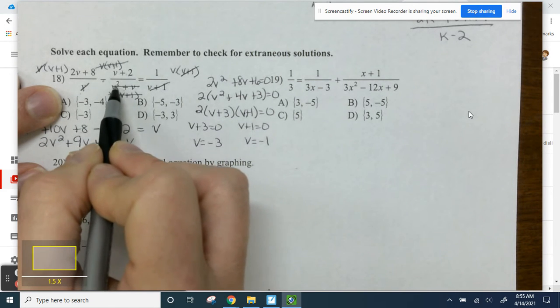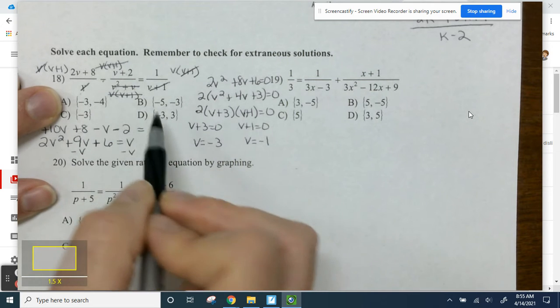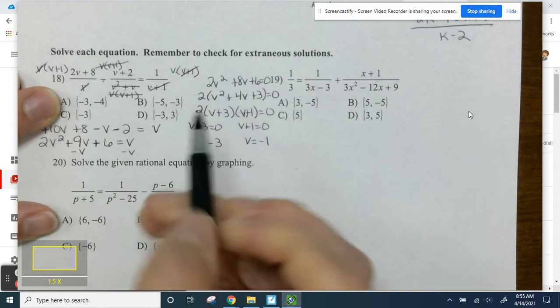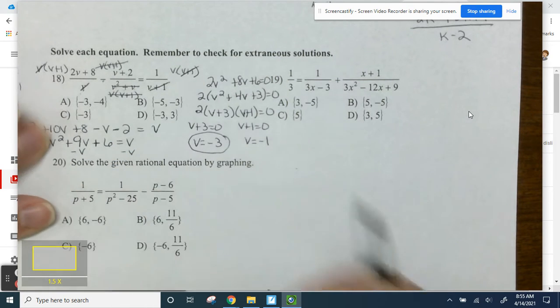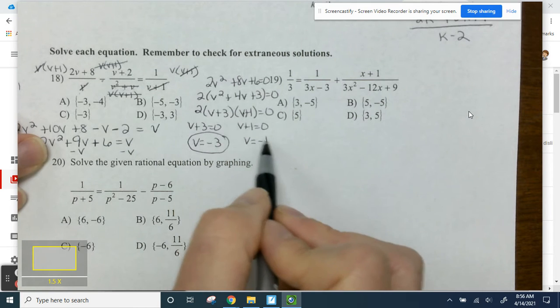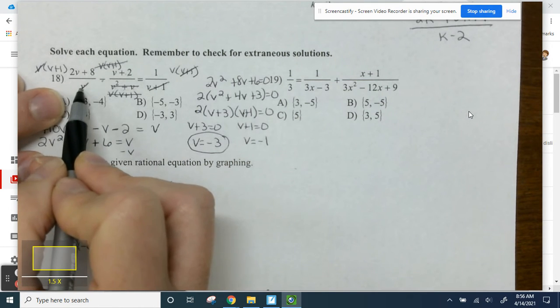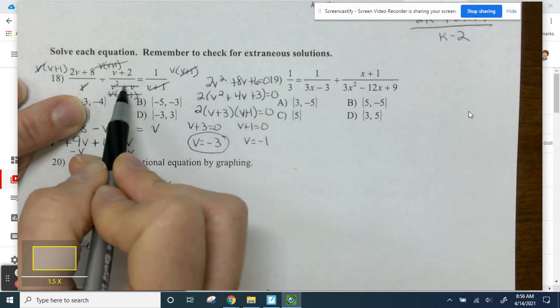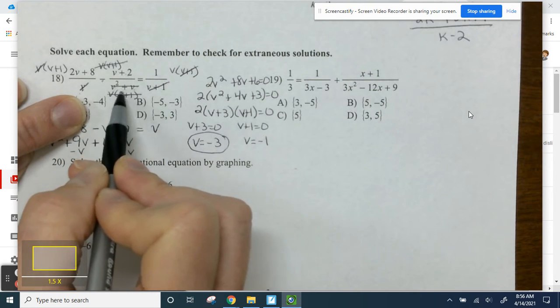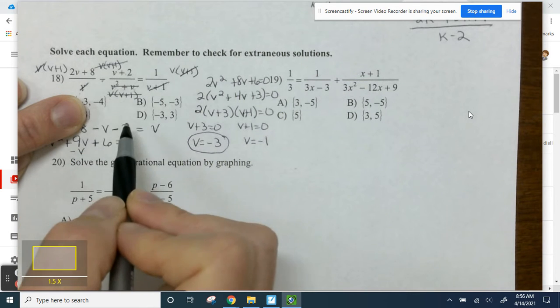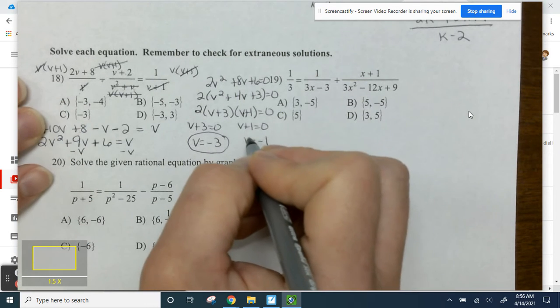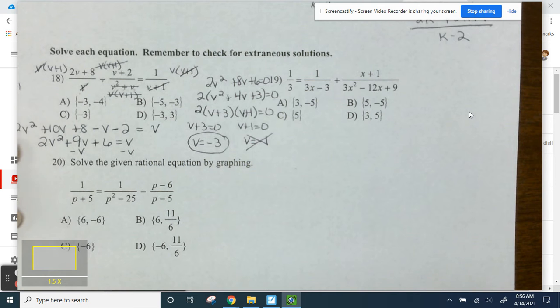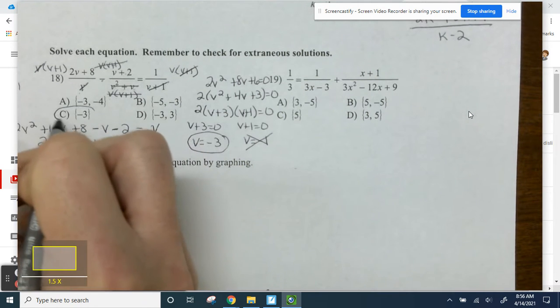Negative 3 squared would be 9, minus 3 would be 6, and then negative 3 plus 1 would be a negative 2. So this one works. That's an answer. Let's check negative 1. If I put it here, that's fine, it works. Negative 1 squared, that's a 1, plus a negative 1. So 1 minus 1, that would give us 0. So this one is not a solution. That one doesn't work. So our only answer is v equals negative 3, which is choice C.